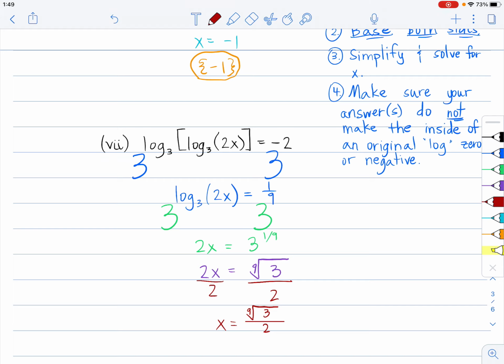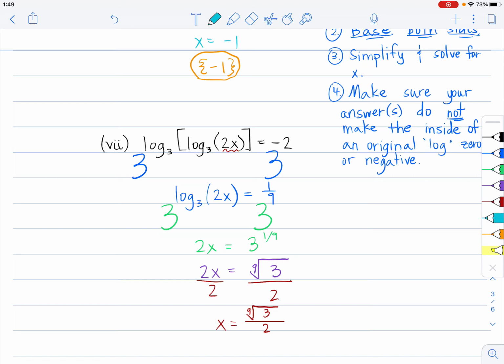I just need to make sure that this guy does not make the inside of my original log 0 or negative. And then that guy doesn't make the inside of the next log, I guess, 0 or negative.